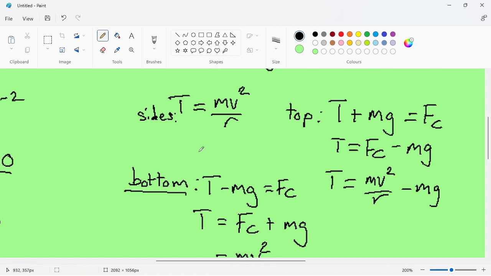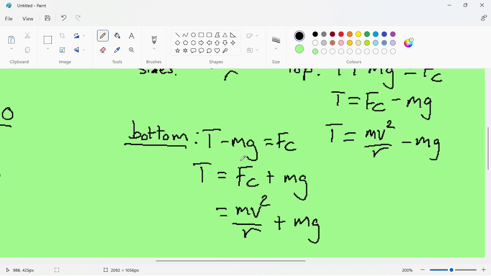It's longer, but you don't have to include the sides. The sides are there to help to understand, but you could just say the string is most likely to break at the bottom because tension is greatest at the bottom. And then you could say the tension is greatest at the bottom because of this little working out here. T minus mg equals Fc, and then T equals Fc plus mg, and mv squared over r plus mg is equal to T. So you could just say that.